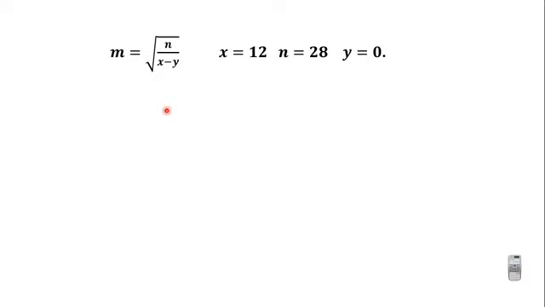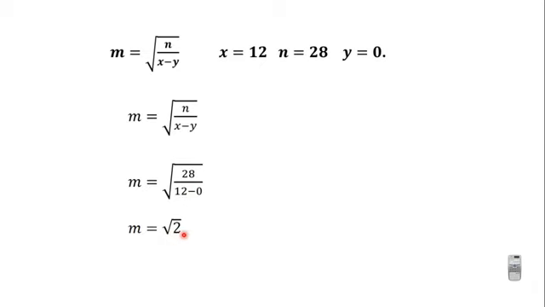Let's move on to the second part of our question. It said that we should find m when x is equal to 12, n is equal to 28, and y is equal to 0. We now have m to be square root of n over x minus y. So what do we do? We replace n with 28, x with 12, and y with 0. And that's exactly what you're going to do. So m is equal to square root of n, which is 28, divided by x, which is 12, minus y, which is 0. Now, this is going to give us square root of 2.